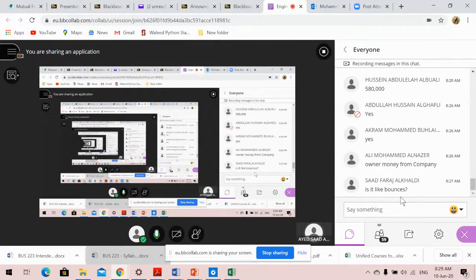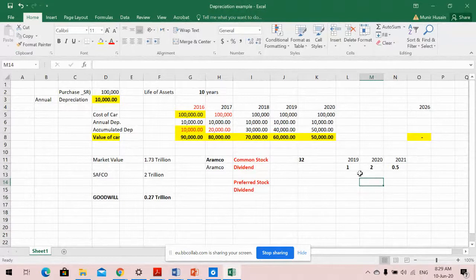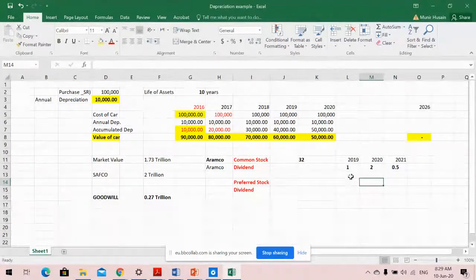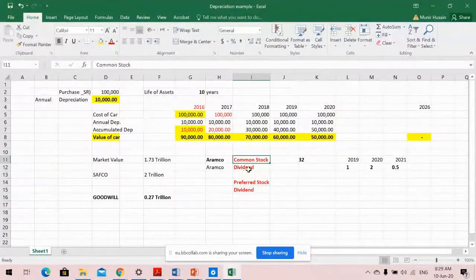No, bonus is different. Dividend is, when any company has a profit, either they reinvest in the business or they give it to the owners, right? So when they give it to the owners, they call it a dividend. Part of Aramco's profit distributed to shareholders is a dividend. Okay.